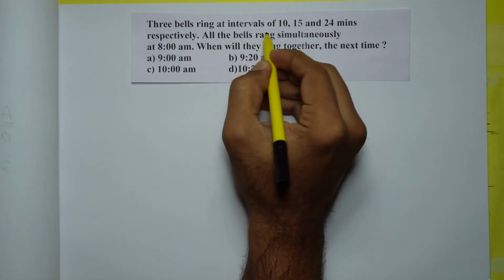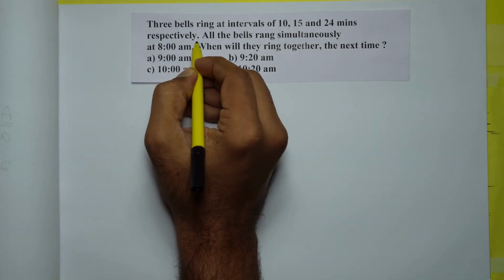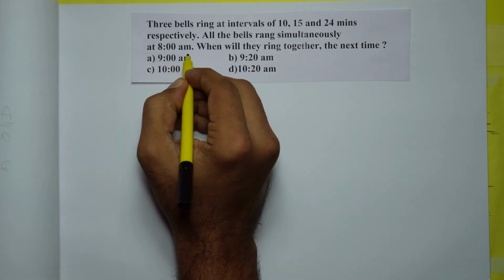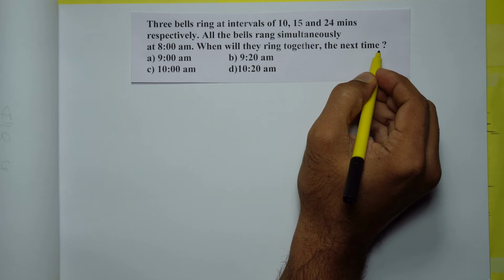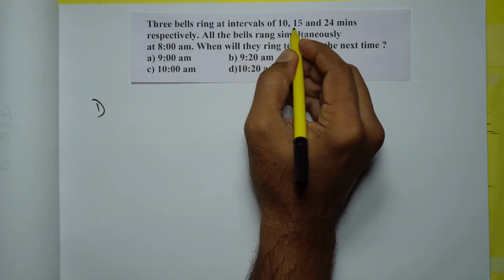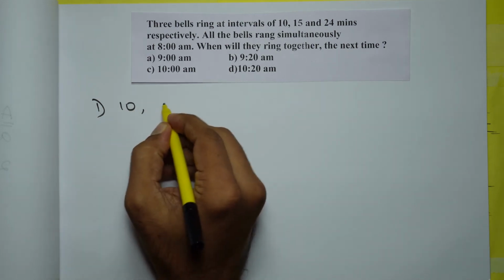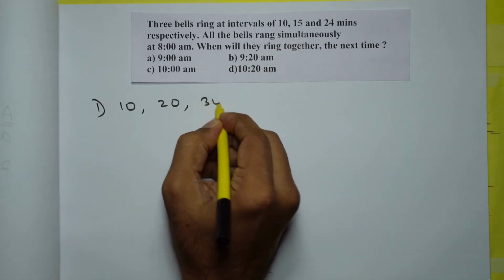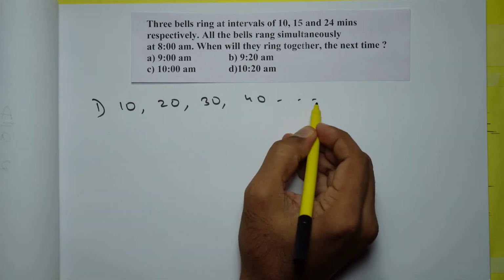3 bells ring at intervals of 10, 15 and 24 minutes respectively. All the bells ring simultaneously at 8 am. When will they ring together for the next time? So if you look at the first bell, it rings at intervals of 10 minutes. So at the end of 10 minutes it will ring, and after another 10 minutes it will ring at 20 minutes, then after another 10 minutes at 30, then 40 and so on. That is in multiples of 10 minutes.